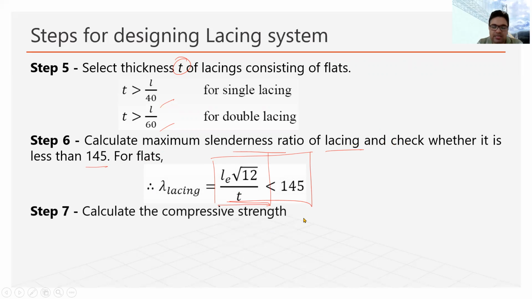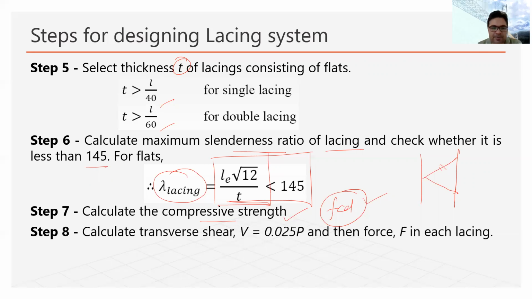Then in the next step, we are going to find out the compressive strength of the lacing bar. Now, as you can see, we are going to connect these lacing bars, so they will also have their compressive strength. So in step 7, we will calculate that. Compressive strength can be calculated by using the FCD value. So the FCD value for the lacing bar can also be calculated, because the lacing bar will also have this lambda. So based on this lambda value, we can calculate the FCD value for the lacing bar also.